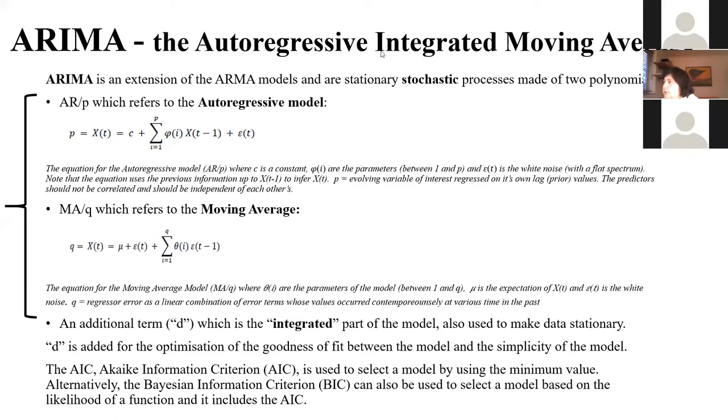Now there is an integrated part here, which is added, which is the term d. And it serves two purposes. One is to make the data stationary, which I'll be showing you in the next slide. And it also is added for the optimization of the goodness of fit between the model and the simplicity of the model. Here you can use two criteria. One is the Akaike information criterion, or the Bayesian information criterion can also be used to select the model based on the likelihood function. And it includes AIC.